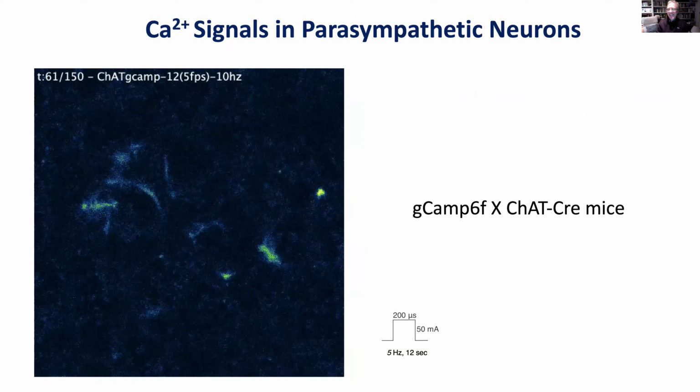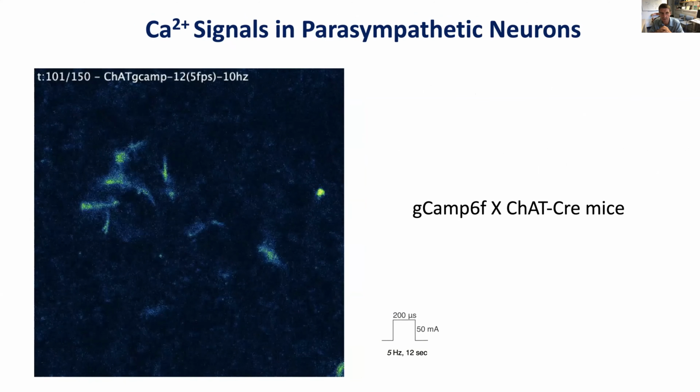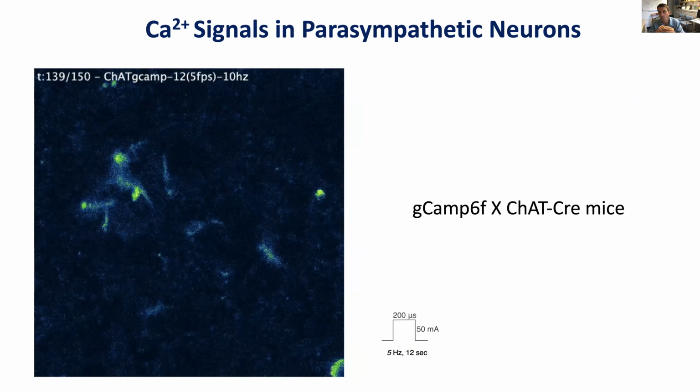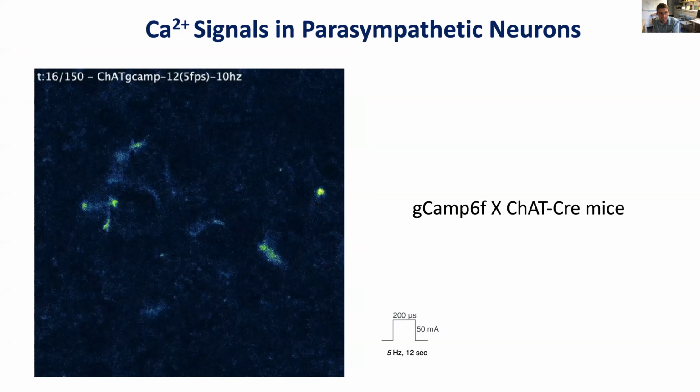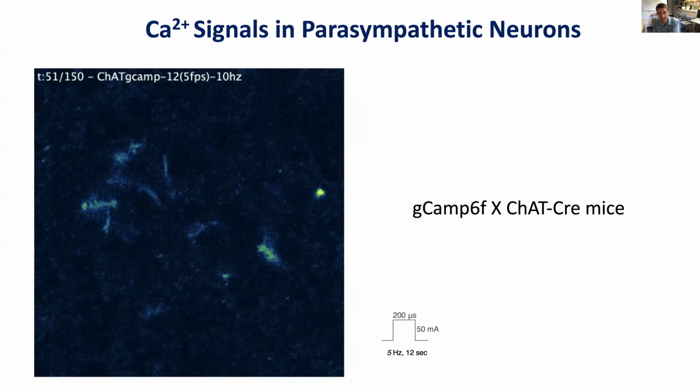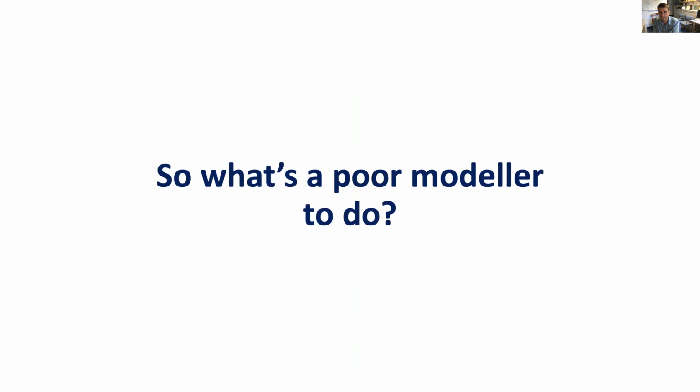So we've crossed this GCaMP mouse with the cholinesterase transferase mouse. So now we're actually monitoring the calcium signals in the parasympathetic neurons, and we can monitor those signals. Our first indication is that at higher frequencies we get more cells to respond, but this is a work in progress. So presented with that new data, it's over to James to sort this out as far as the modeling goes.